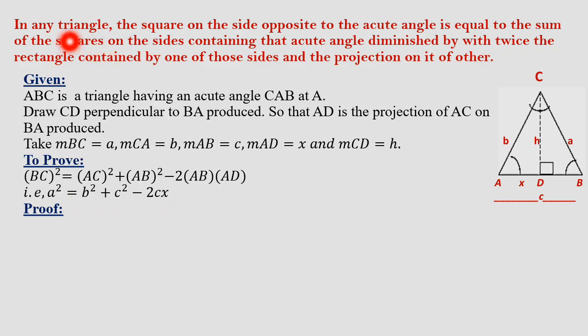Once again students, in any triangle, the square on the side which is opposite to the acute angle, which is BC square, is equal to the sum of the squares of the sides that contain the acute angle, diminished by or less than twice the rectangle contained by one of its sides and the projection on it of the other side. Okay students, here substitute all the values.